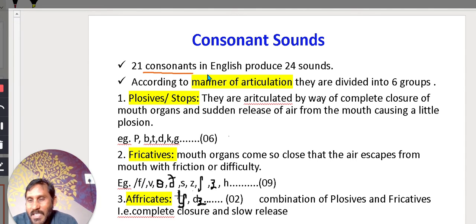For example, B, C, D, etc. Okay, and producing 24 sounds. What are those 24 sounds? How can we understand them? We can understand consonant sounds in three main categories. We can categorize.